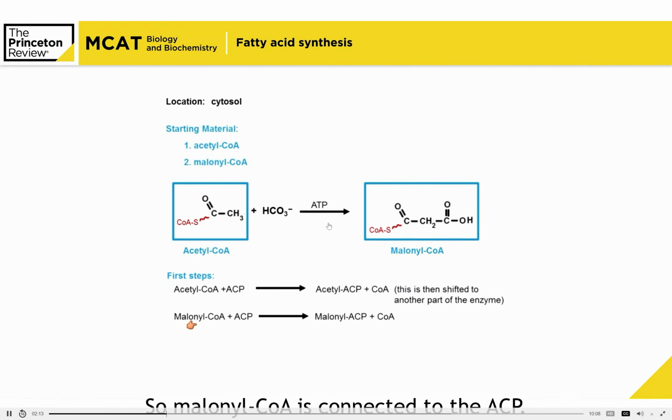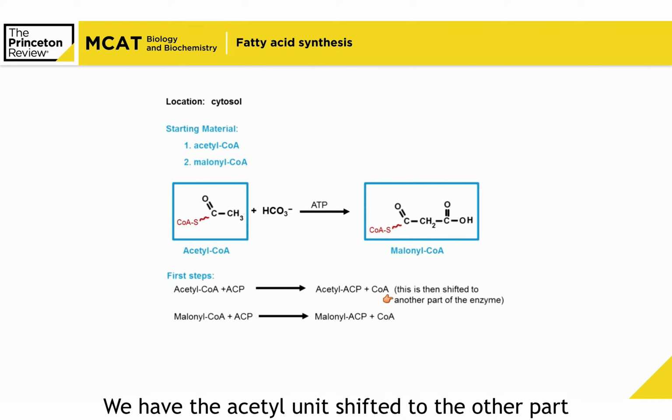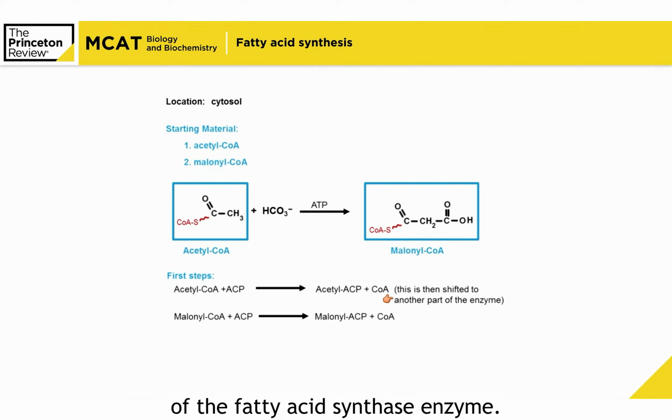We need to store. Malonyl CoA is connected to CoA, because CoA is useful for the Krebs cycle, because it's the first step. So we start with acetyl CoA and malonyl CoA. First steps. We're going to shed that coenzyme A, and now we have malonyl stuck to the ACP. We have the acetyl unit shifted to the other part of the fatty acid synthase enzyme.